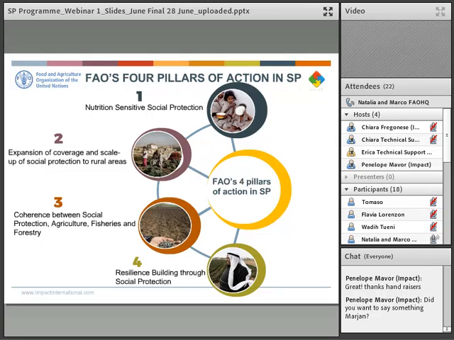So these are the four areas of work, areas where we think we're contributing to the broader social protection global agenda, building a very strong evidence base around scaling up social protection, as well as the added value of seeking synergies between social protection and other sectors. And I'll stop here and give the floor to Marco.